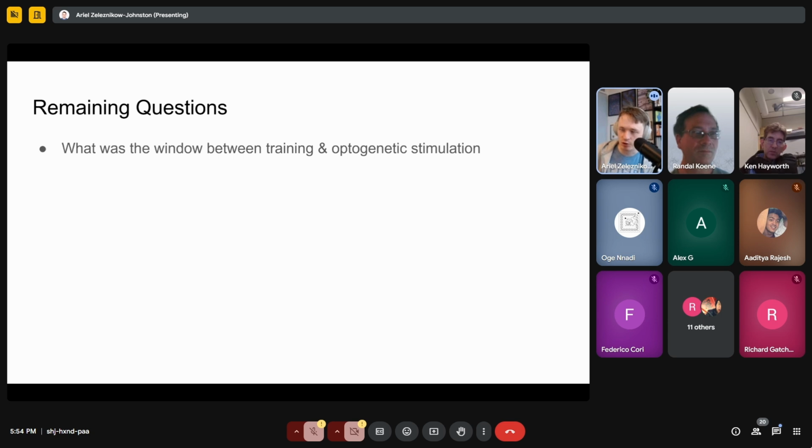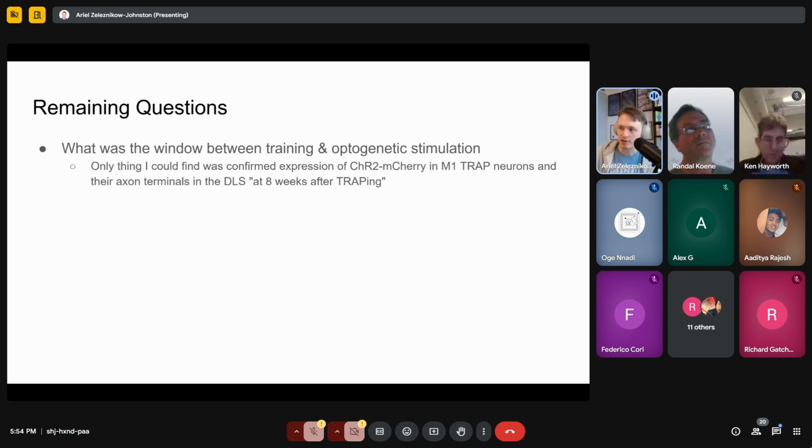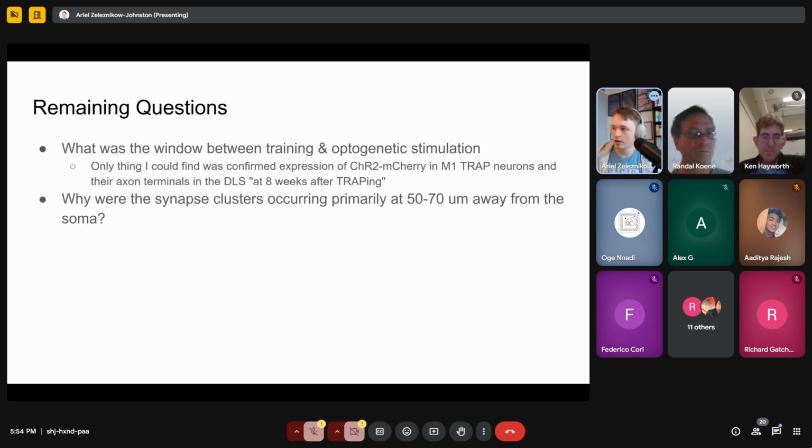So one thing I was a bit confused by was what was the actual window between when they did the training in these animals and then they did their optogenetic stimulation, in an ex vivo sense or an in vivo sense. The only thing I could find was a throwaway line somewhere about how they confirmed that they could see the channelrhodopsin-2 expression 8 weeks after they did the trapping, which is a long time later, but I couldn't find what the actual training window was, the window between those two.